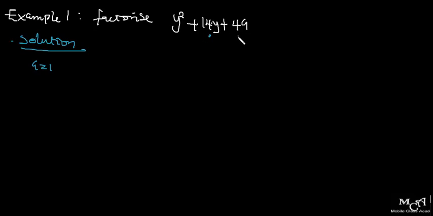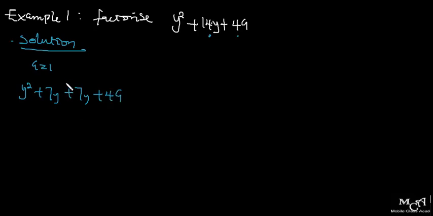When multiplied will give us 49. And the answer that readily comes to mind is what? It's 7. 7 times 7 will give us 49. 7 plus 7 will give us 14. So let's introduce our 7 right away. We have y squared plus 7y plus 49.